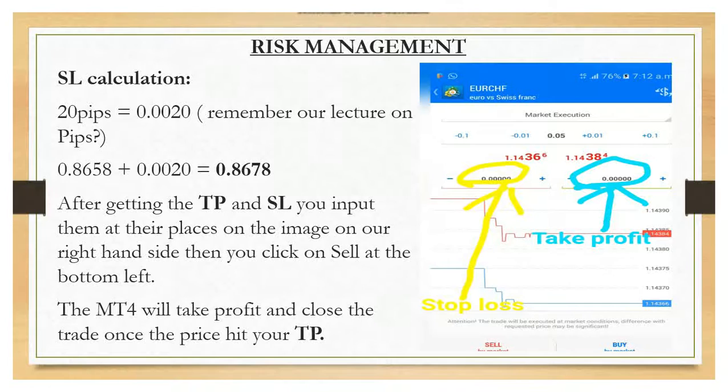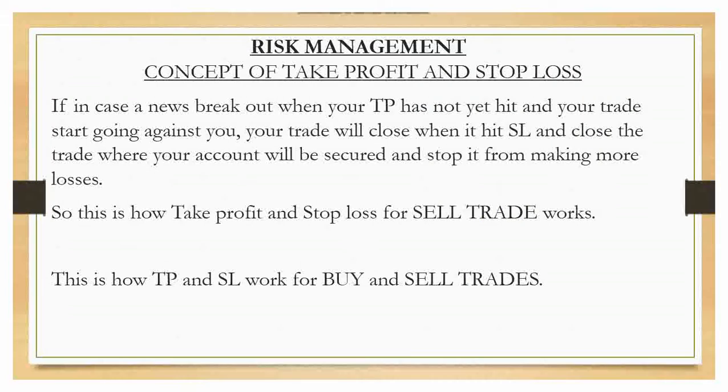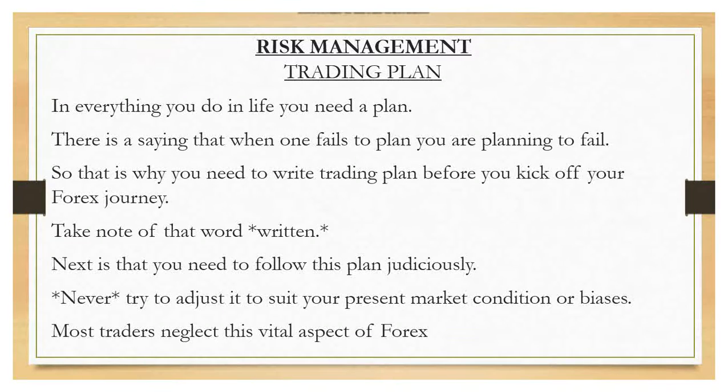After setting the take profit and stop loss, you input them at their places on the image on our right hand side. Then you click on sell at the bottom left. The MT4 will take profit and close the trade once the price hits your take profit, and it will do the same when the market goes against you and hits the stop loss, it will close it and protect your account for you. So this is how take profit and stop loss work for buy and sell trades.